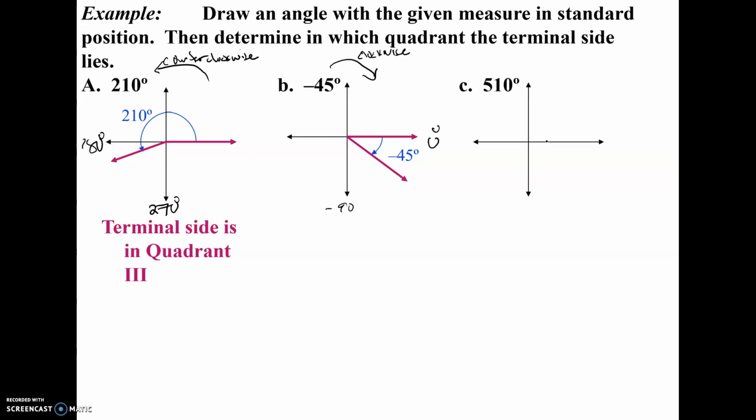And one of the cool ways to figure out where you stop is, well, how much more is 510 than 360? Well, if I do 510 minus 360, I get 150 degrees. So once I go a full 360, I have to go another 150 degrees beyond that. So now I have to keep going.